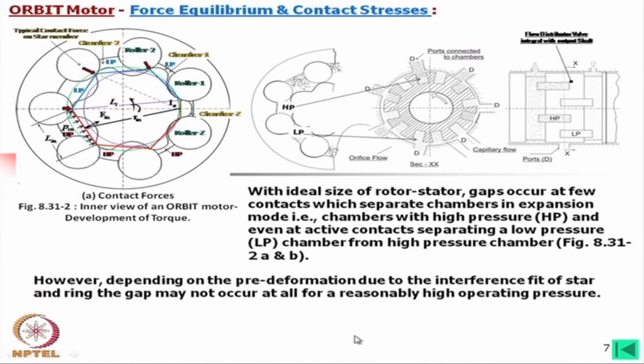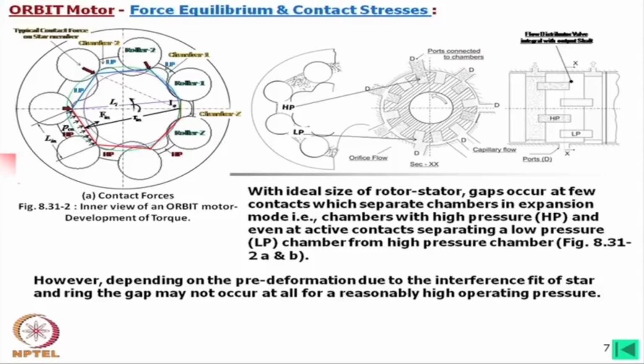However, depending on the pre-deformation due to the interference fit of star and ring, the gap may not occur at all for reasonably high operating pressures. What we can do, we can make this an interference fit. Such machines are called form closed. That means, even without any force, there will be all contacts, all 7 contacts in this case, and geometrically those contacts will be maintained.